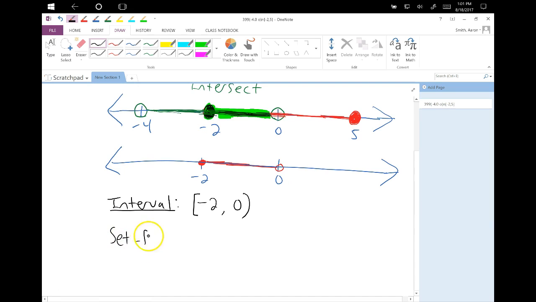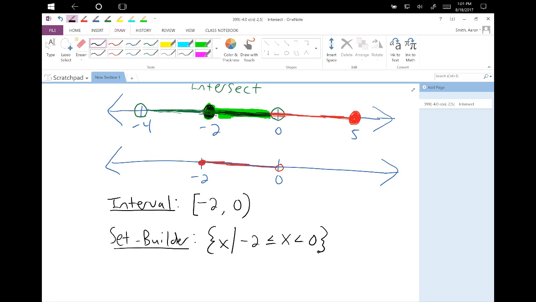In set builder notation, I could say, okay, so -2 to 0. Remember the way that I write that is the set of all x such that, and since I'm going from -2 to 0, I write that like this, -2 less than or equal to x less than 0. The equal to is there because there's a bracket or a closed circle there. And I leave the less than on the 0, not a less than or equal to, because there's a parentheses. So if there's an equal to, we're going to have a bracket, we're going to have a closed circle. If there's a parentheses, we're going to have an open circle, we're going to have a less than, no equal sign.